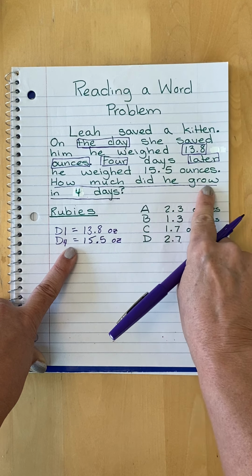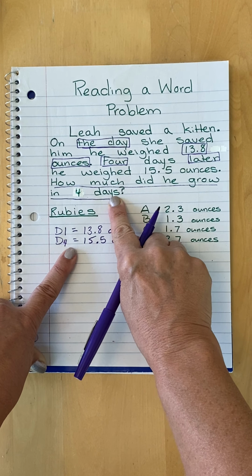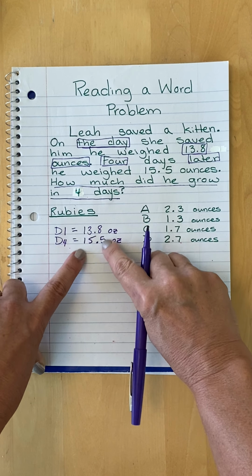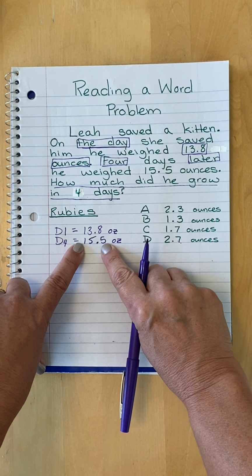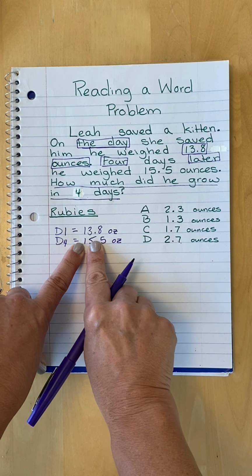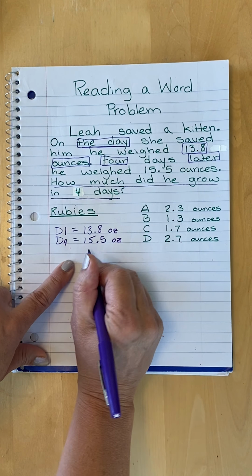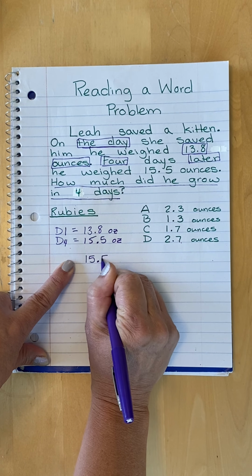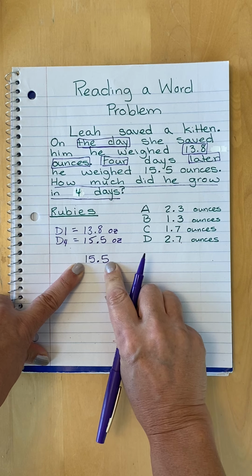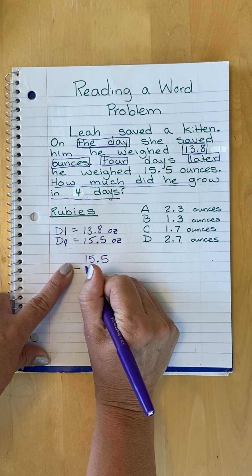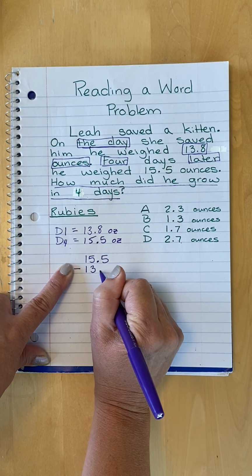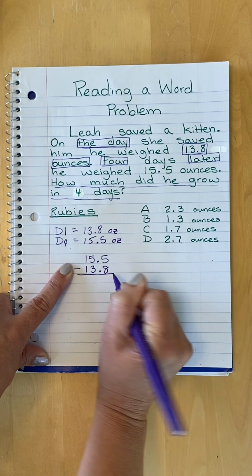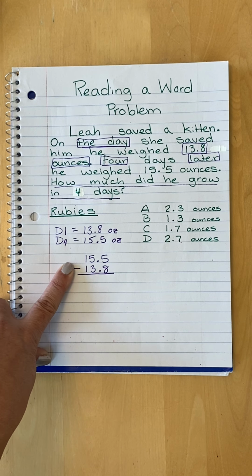How much did he grow in 4 days? Well, I want to know how much he grew, how many ounces did he change by? How much did he grow by? So that tells me that I'm going to need to take the weight he ended up at, which was 15 and 5/10, and I have to subtract the weight he started at because I'm looking for the change in this problem. So I go ahead and set up my problem.